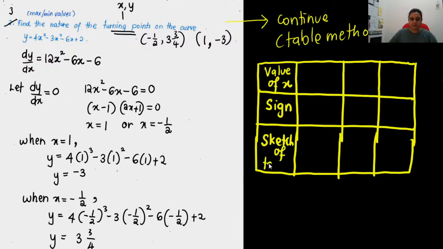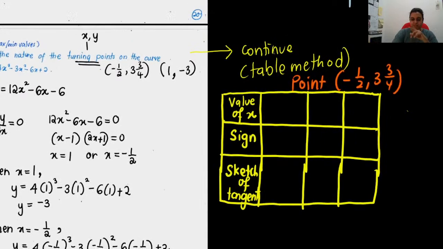Okay, sketch of tangent, but if you write sketch also is fine. Okay, now the value of x for the first part. This one now we're going to do for the point (-1/2, 3/4). We're going to do for this point. Okay, we're going to start off with this first.